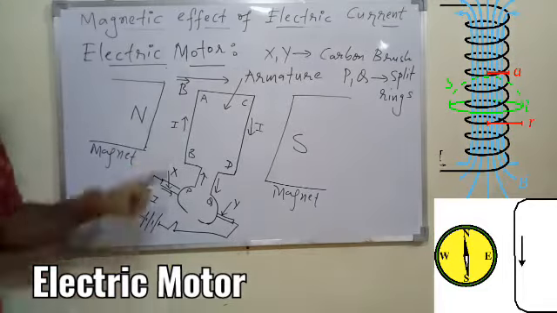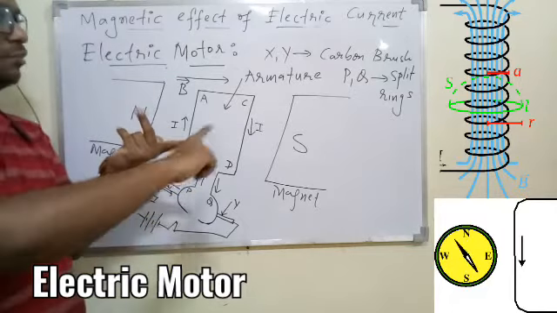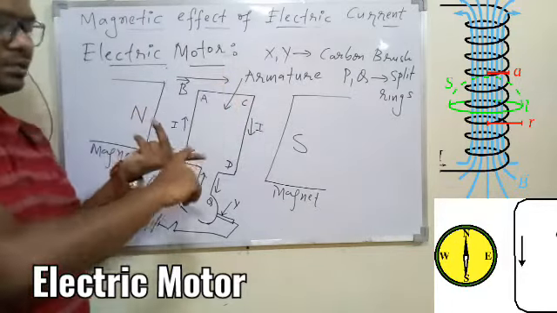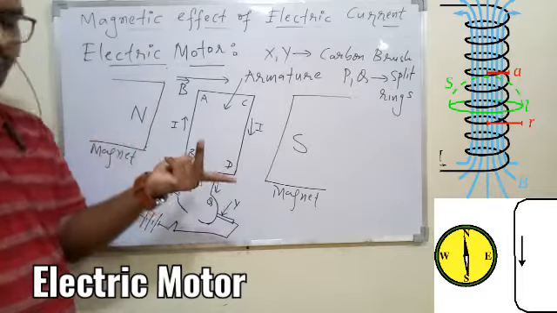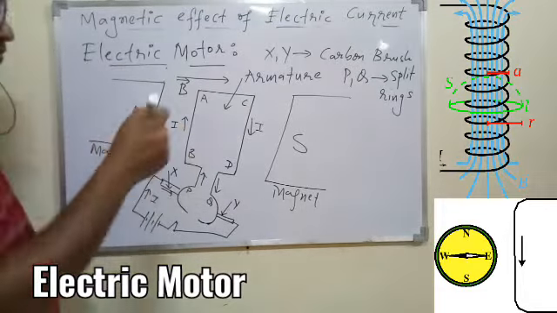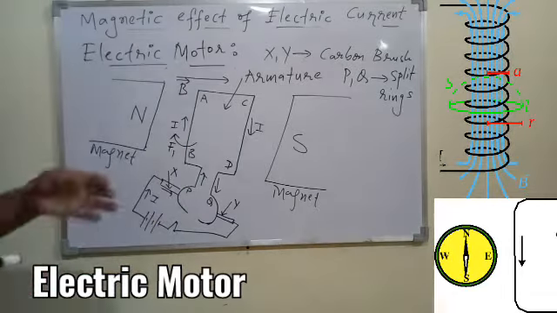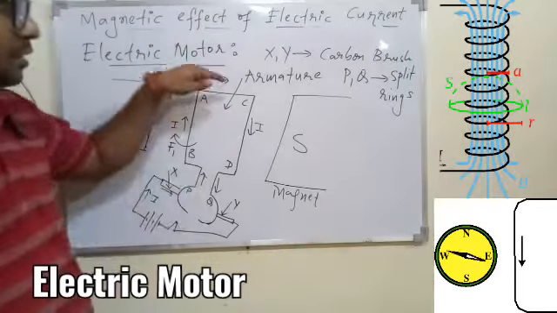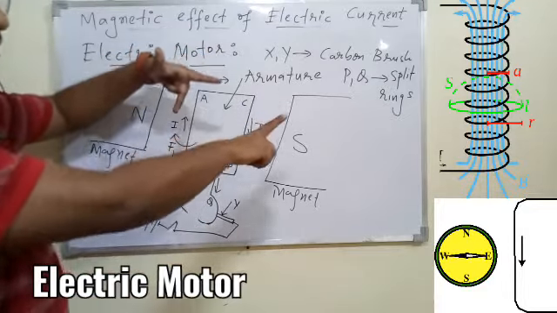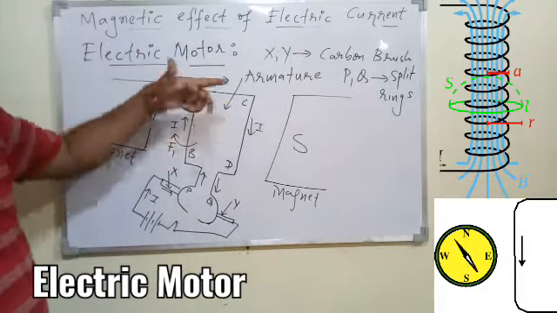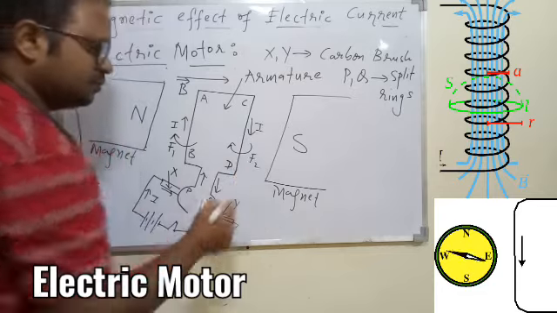So for AB, current is upward and the magnetic field is from north to south, in this direction. Current is upward, so the thumb is pointing inward, so this part AB must get a force towards the board. Let it be F1, towards the board. Now if you concentrate on CD, the current is downward in the CD portion, the magnetic field is still north to south, and the thumb is pointing outward. So this part will get a force upward. This is your F2.